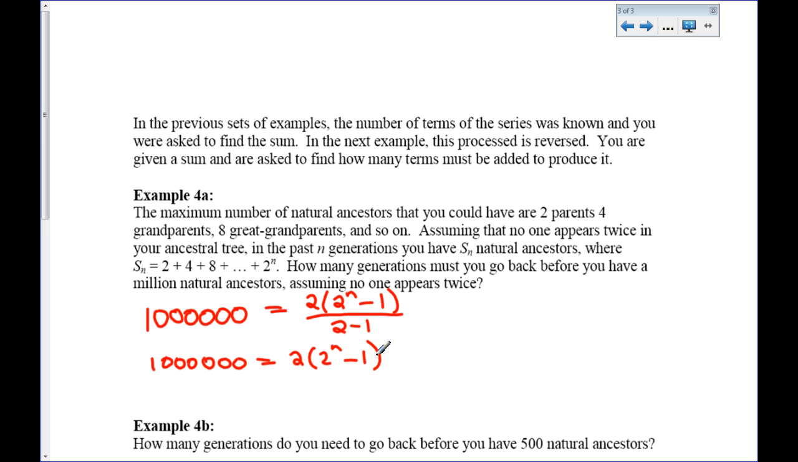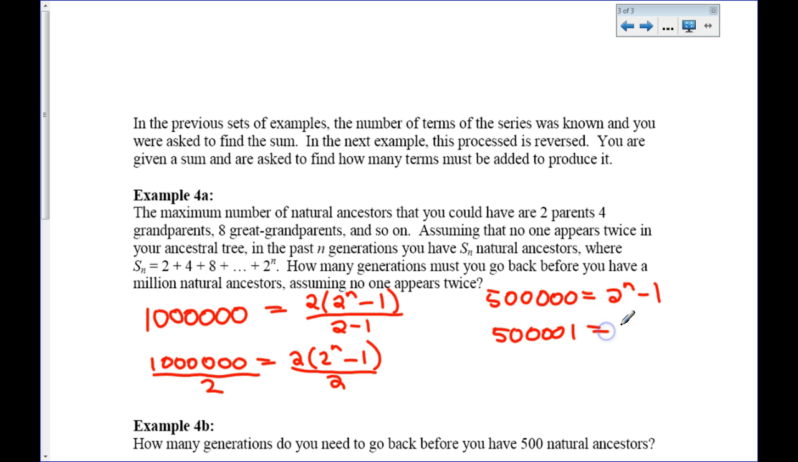Okay, so I want to simplify this a little bit further. I can get rid of this first 2 by doing what? Dividing them both by 2. So I have 500,000 now equals 2 to the nth minus 1. Add 1 to both sides. Now you can either guess and check using your calculator, which takes forever, or you can use something that you learned in Algebra 2 or Advanced Algebra called logs.